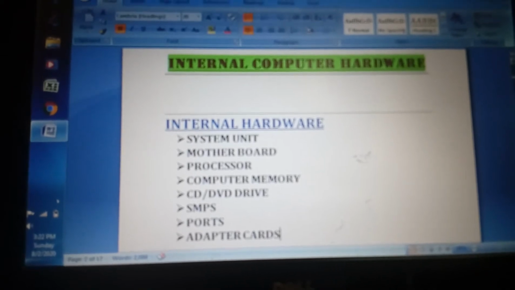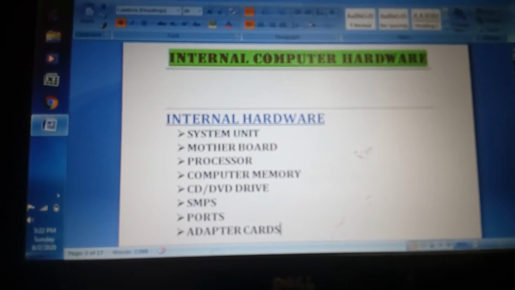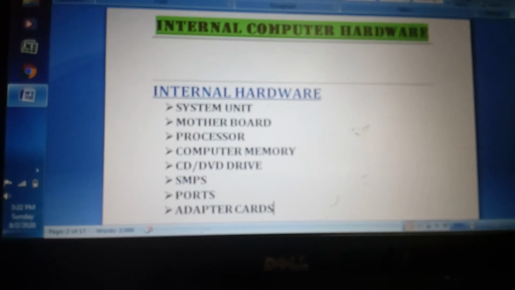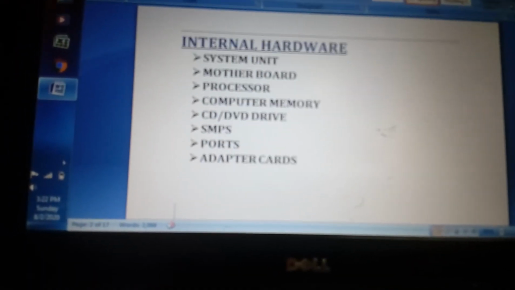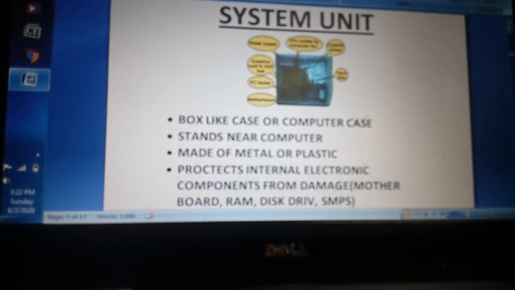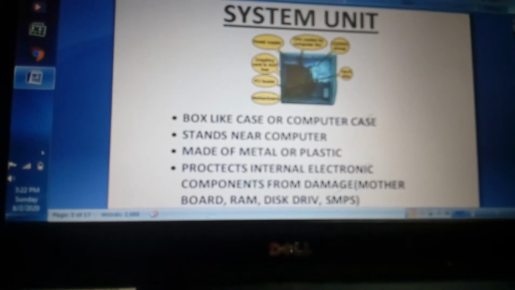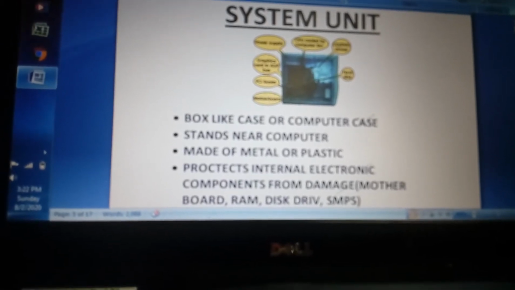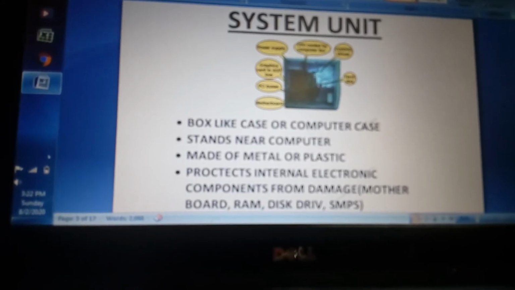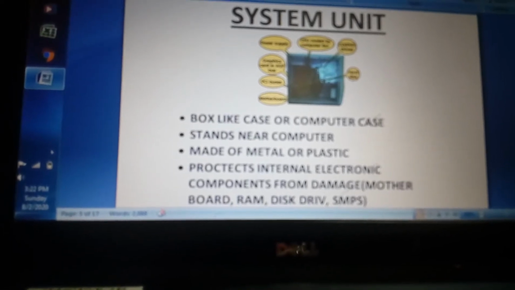All these parts are the internal parts: system unit, motherboard, processor, memory, CD or DVD drives, SMPS, ports and adapter cards. System unit, it is a box like case, or we can say it is a computer case. It stands near the computer. It is made up of plastic or metal. What is the use of it? It protects internal electronic components from damage.